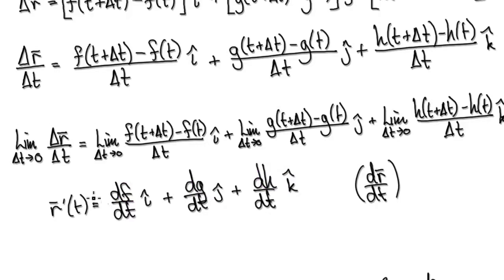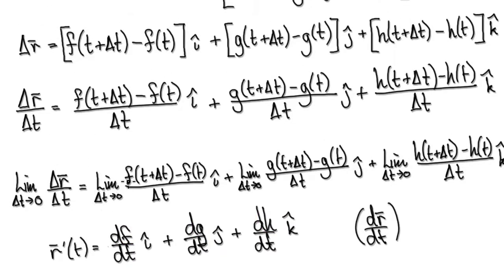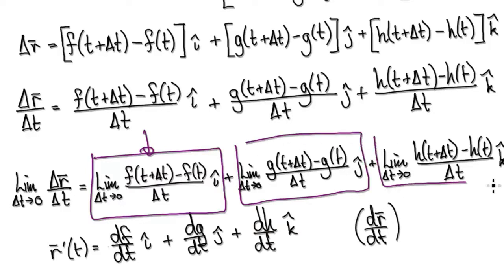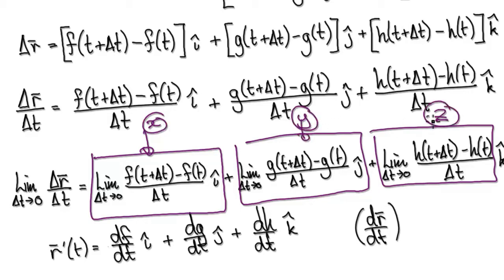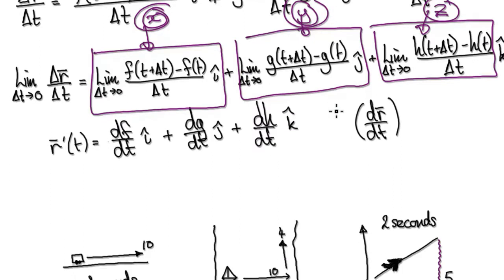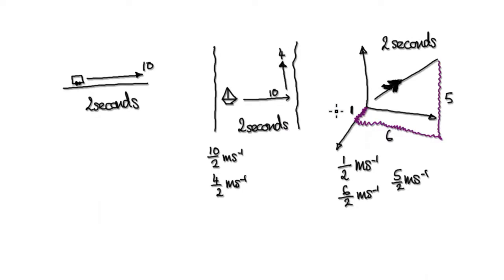Now, if you find it hard to grasp why you're able to look at it in each component individually, because here we're looking at it in the x direction, in the y direction, and in the z direction. If you find it difficult to accept why you're able to look at the speed individually, well, let's just consider this.